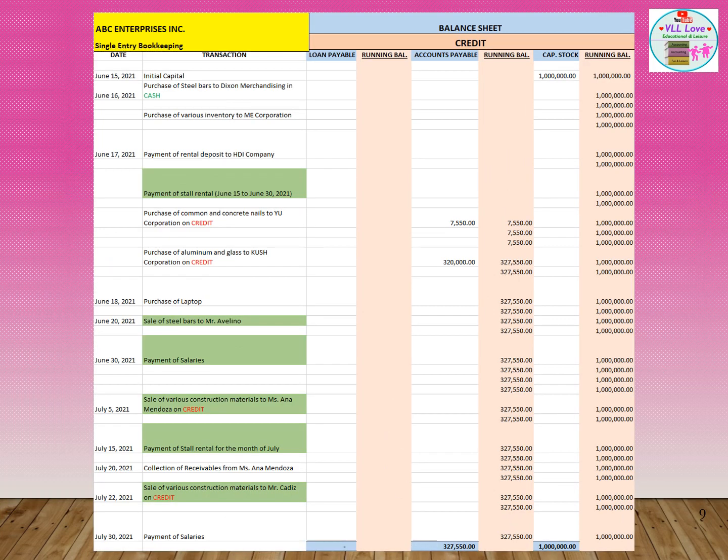To further discuss the transactions, the first transaction, as mentioned a while ago, is the initial capital of 1 million. The accounts affected are cash and capital stock. So in this case, we have the capital stock of 1 million, so the running balance of capital stock is at 1 million.